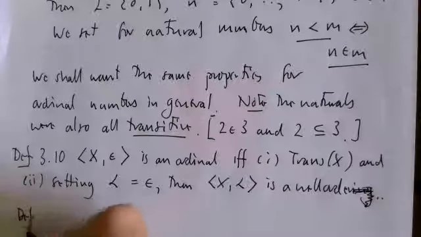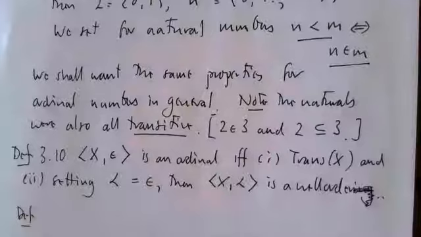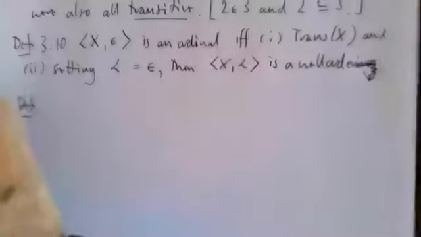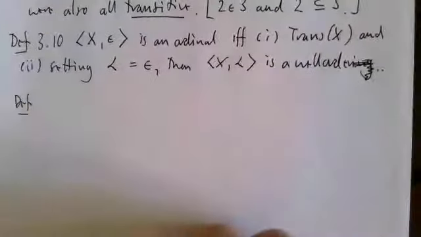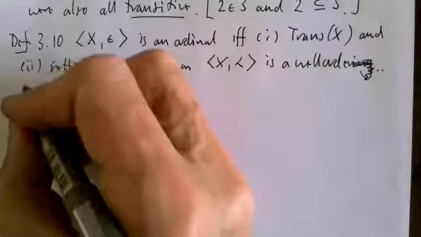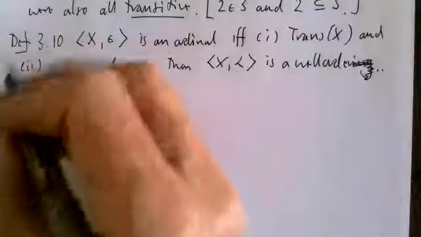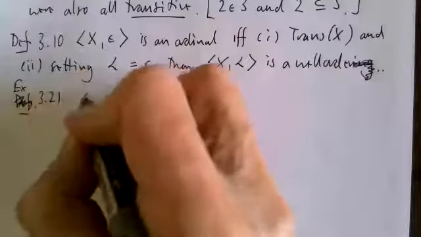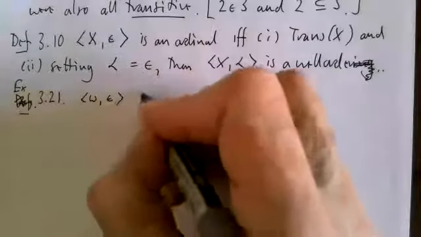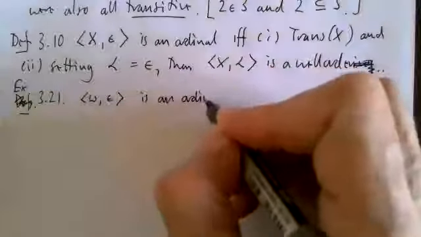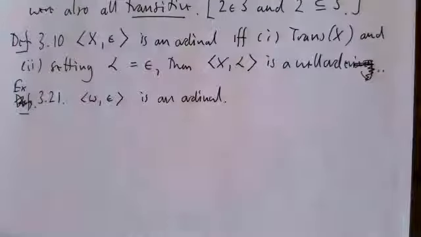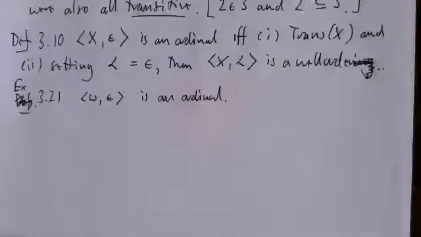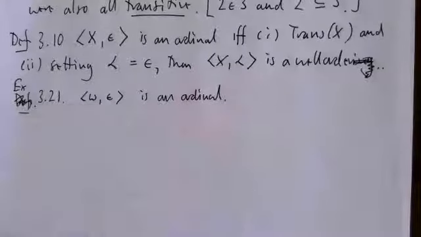So our prime example we've already seen of a non-finite ordinal is omega itself. Example. Omega with epsilon is an ordinal. It was transitive, and epsilon well orders, or less than well orders omega.